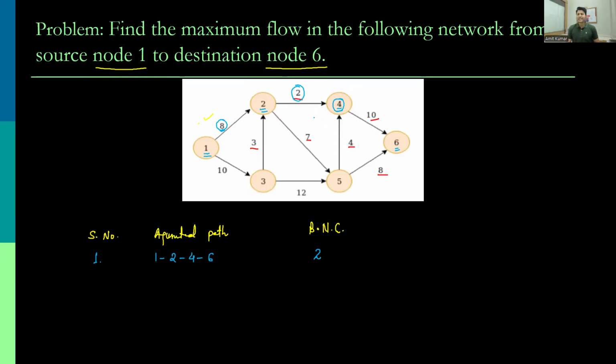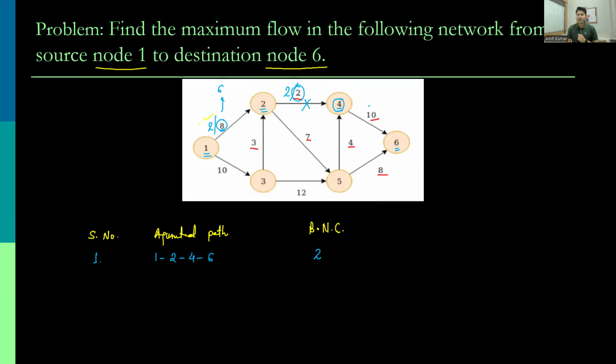Now adjust the graph. It has a total of 8, and 2 is used. So how much is left on this edge? We are left with only 6 units. This edge has carrying capacity 2 and is used fully, so now this edge is exhausted. We can't use the edge 2 to 4 in any further augmented path, because it is fully utilized and an edge can't be used more than its carrying capacity.